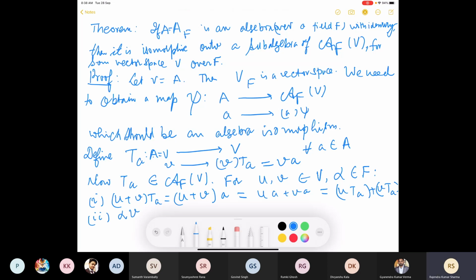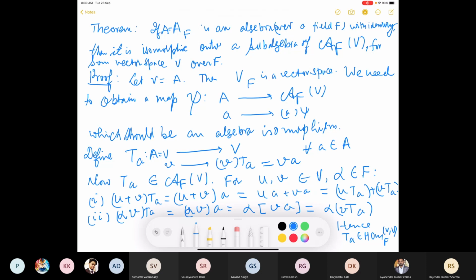And the second thing is that alpha v under T_A. How we have defined? A multiplied on the right. Alpha v A. Now this alpha vA, vA is v under T_A. So you see that T_A is a homomorphism. This is here an element in A(V). So set-wise the two are the same.